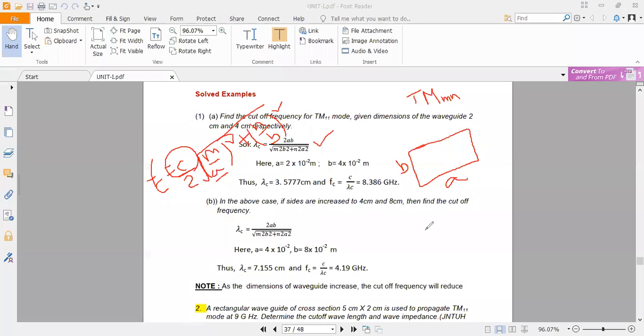Normally, what is the C value? C is equal to 3 into 10 power of 8 meters. But when you are taking these parameters, A and B, in centimeters, you should take C also in centimeters. If you convert, it is 3 into 10 power of 10 centimeters. Are you getting?